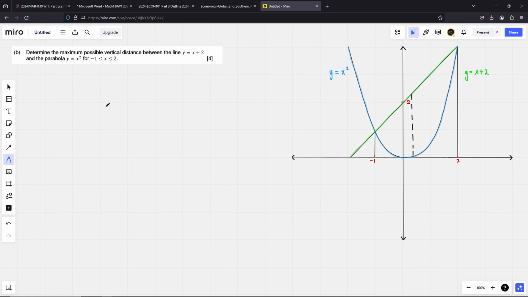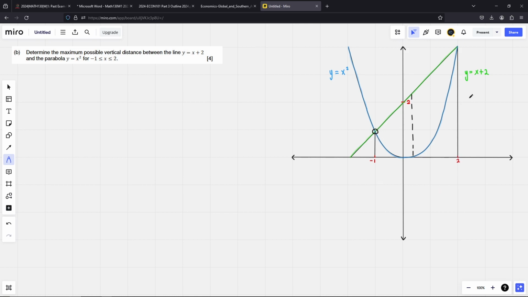So before I get into the solution, let's move on to the diagram that I have here, and I just want to explain a few things before we carry on. Firstly, our straight line y = x + 2 is highlighted in green, and then our parabola x² is highlighted in blue. Okay, so we have our restriction, which is -1 and 2.